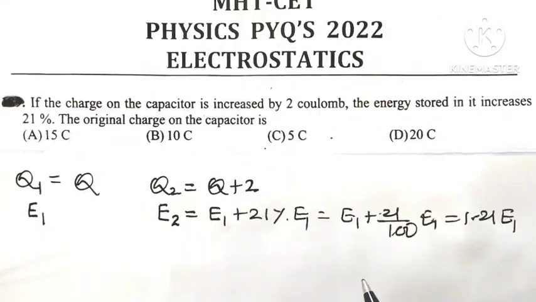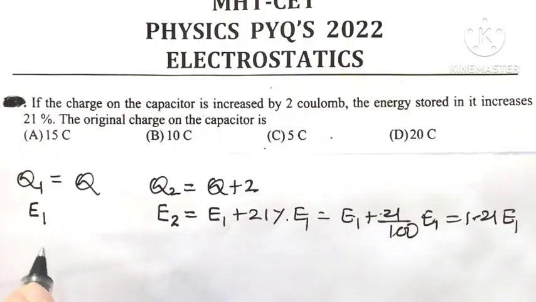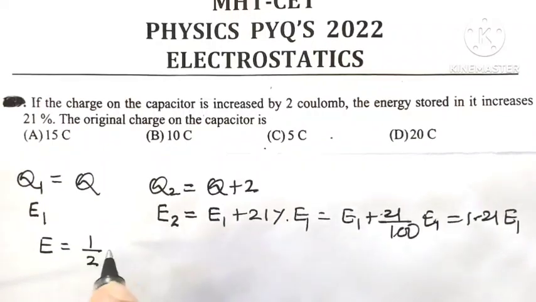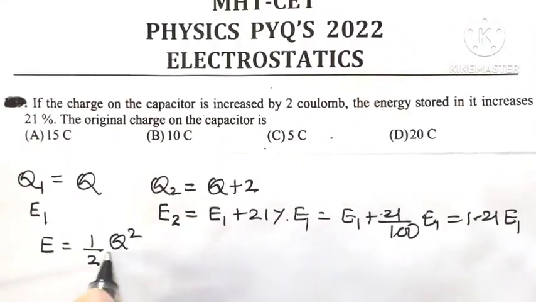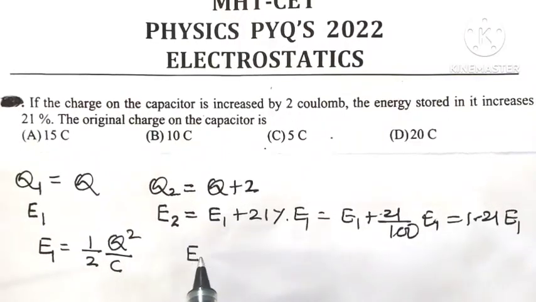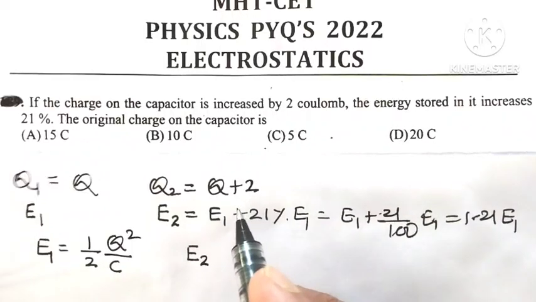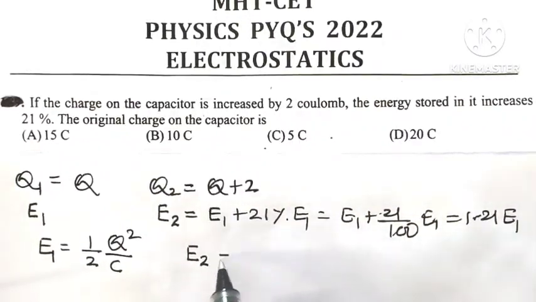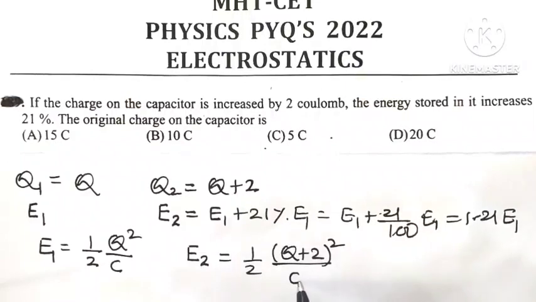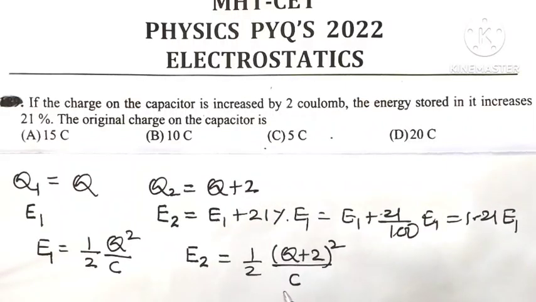Now we know the formula for energy stored in a charged condenser. It is equal to half of Q square divided by C. So the initial energy stored in the charged condenser is half of Q square by C, and the energy stored when 2 coulomb charge is further added to that capacitor is equal to half of Q plus 2 whole square divided by C.